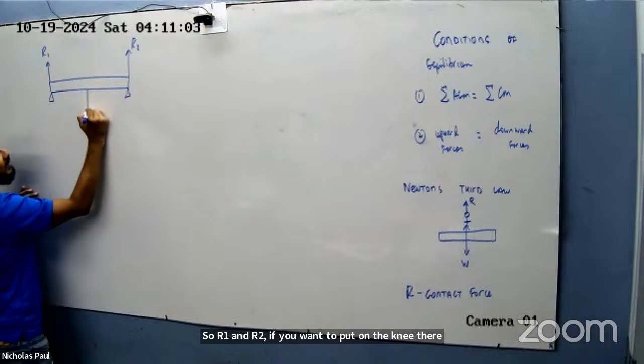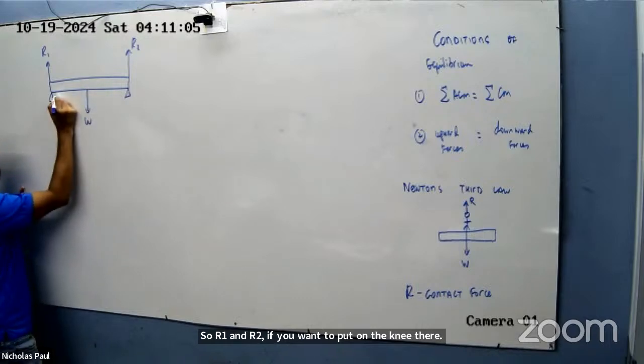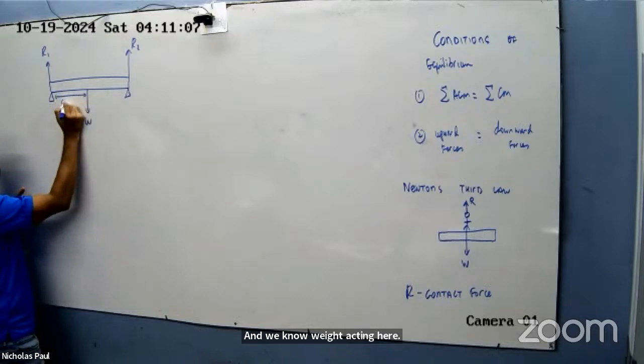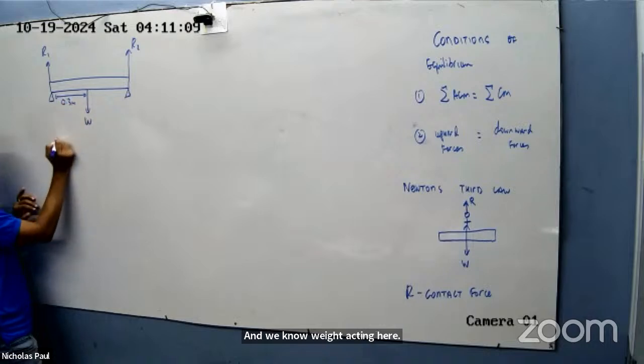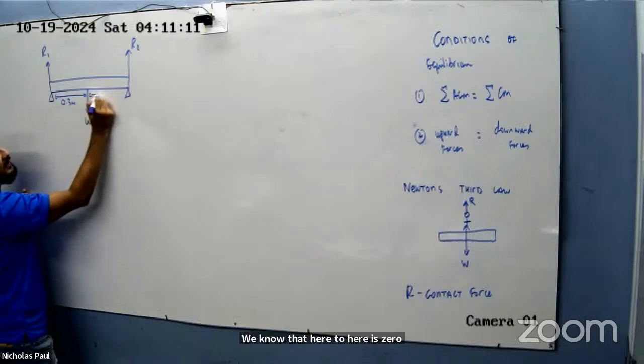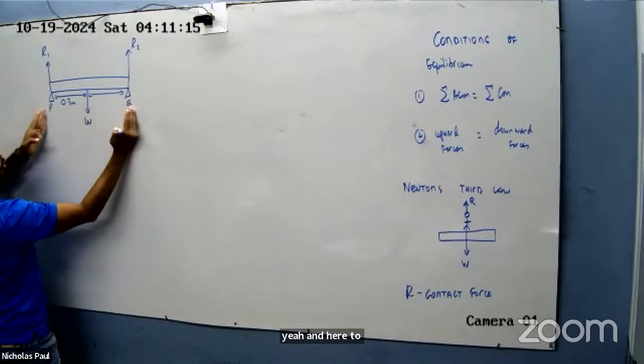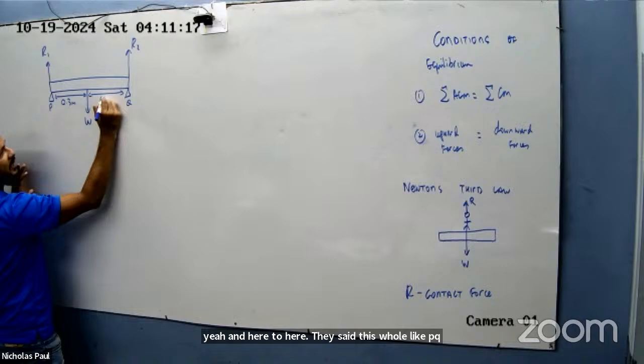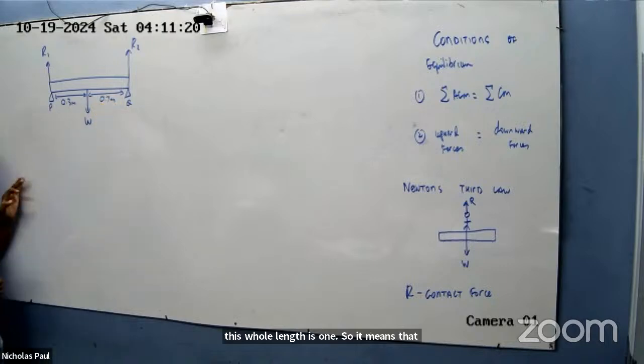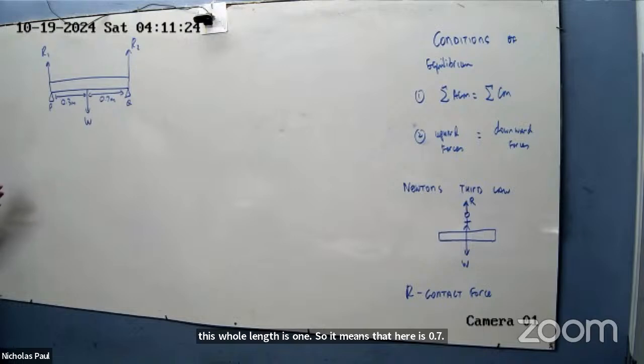And we know the weight is acting here. We know that here to here is 0.3 meters, I think. And they said this whole length is 1, so it means that here is 0.7. Is that okay? The completed diagram looks like that.